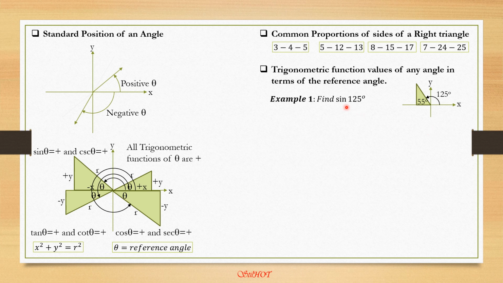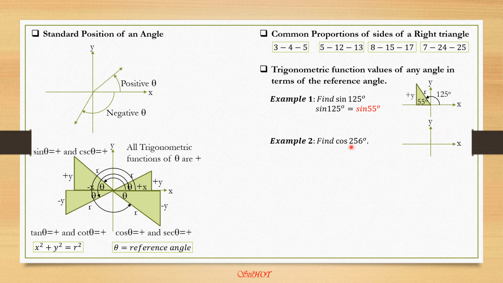And since sine of 125 is y, which is positive, over r, we conclude that sine of 125 degrees in terms of the reference angle is positive sine of 55. So the answer, sine 125, is positive sine of 55. Remember, sine of an angle is equal to sine of its supplement and vice versa. Sine of 125 is sine of 180 degrees minus 125, which is sine of 55. And that is true. Example 2, find cosine of 256 degrees.